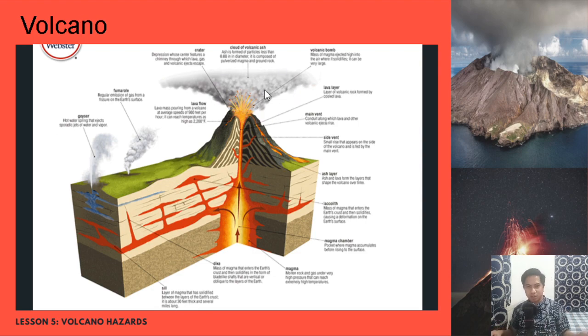And also, we have your ash cloud. Of course, we all know what an ash cloud is. It is the cloud formed during your volcanic eruptions or explosions. Okay, so those are the parts of your volcano.